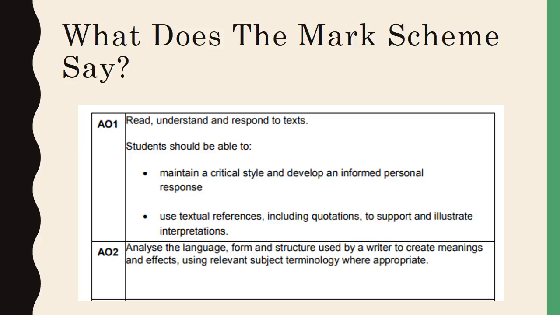So first of all, let's look at what the mark scheme says. You're going to be focusing on AO1 and AO2 in this exam. That means you need to be including quotations all the way as you go along. And like in your literature paper 1, you need to be analysing language, form and structure in order to get those top marks, especially level 8 and level 9. In addition, you need to make sure that you are using subject terminology within your written answer.